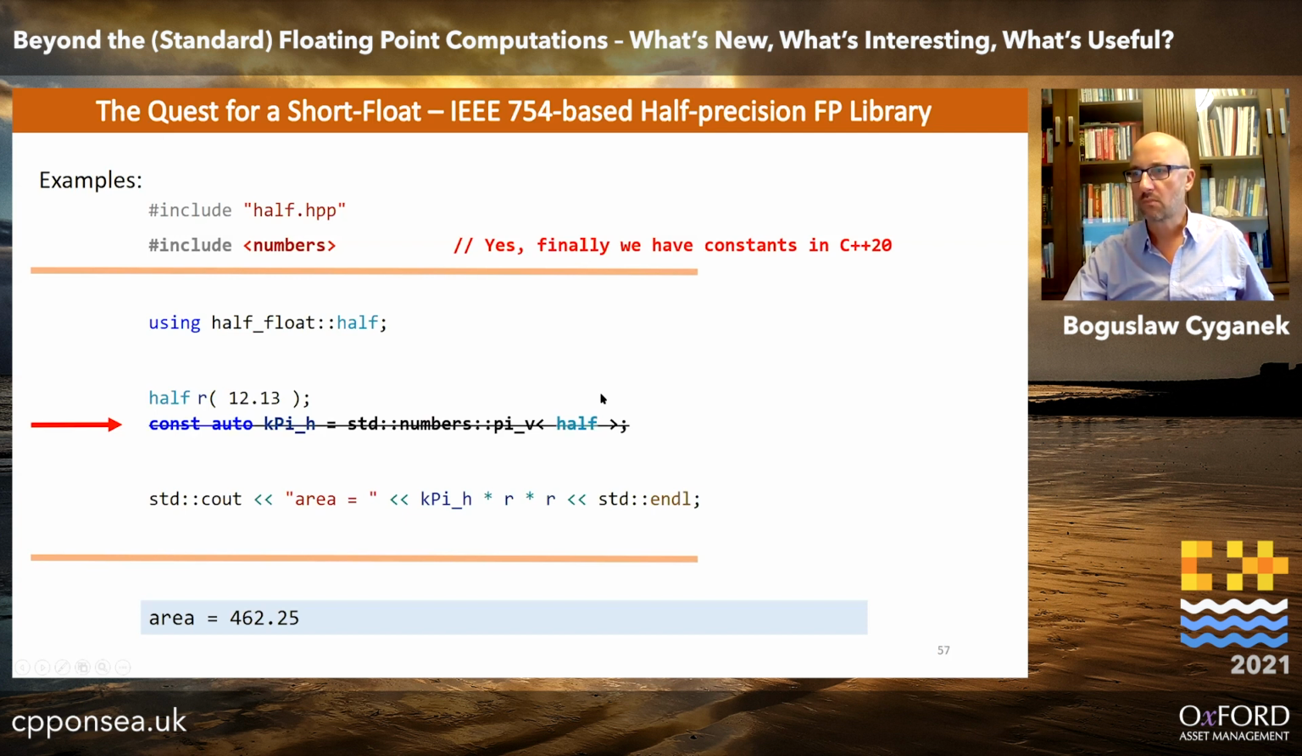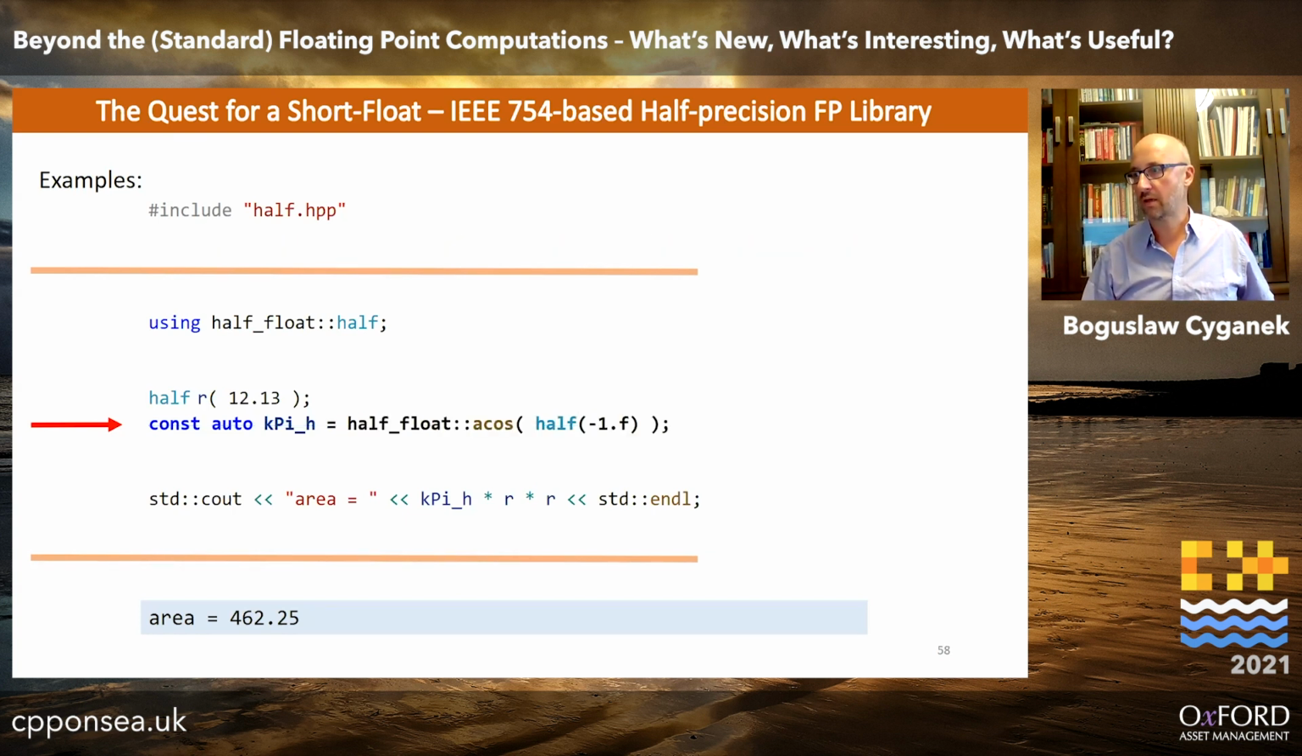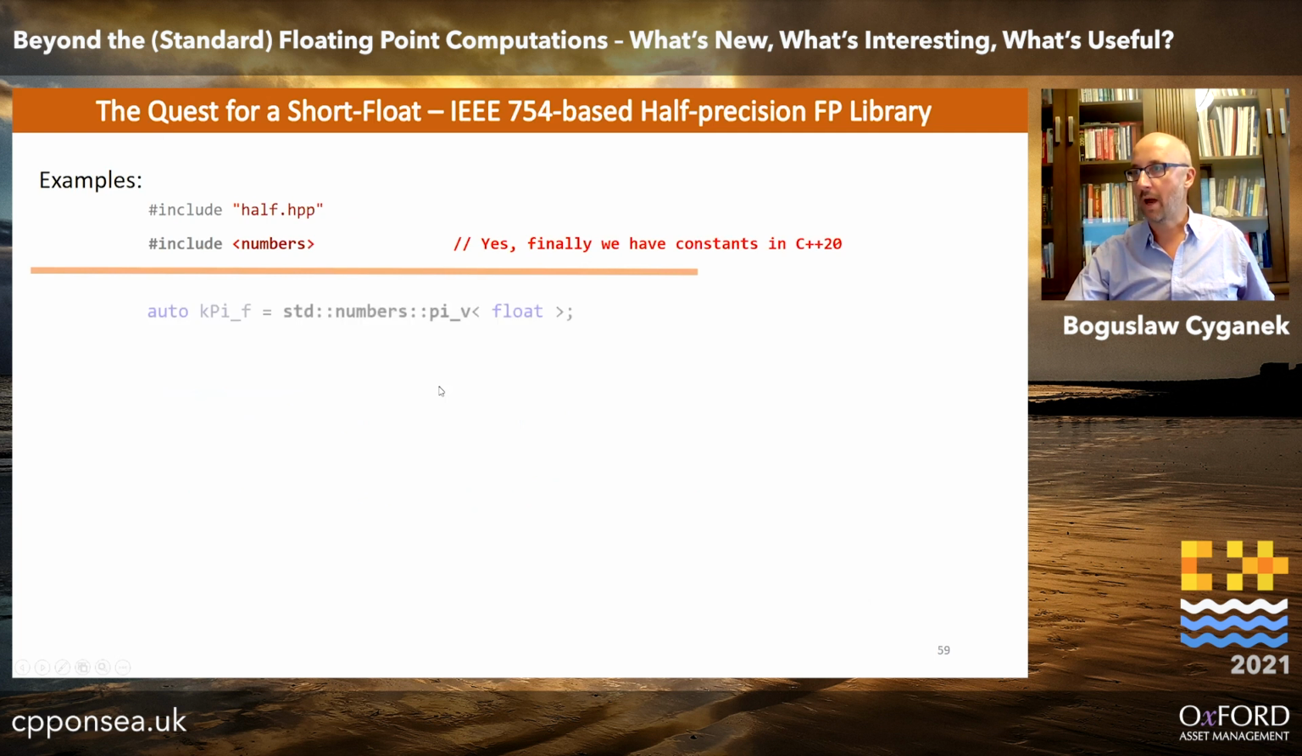Unfortunately, this doesn't compile because half is not yet compliant with this new library, because it is quite new, C++20. But we can make a workaround for this problem and call arc cosine of this value and have pi defined this way. But anyway, these numbers constants are quite useful and also help in unifying our software. So it is a good idea to use it.